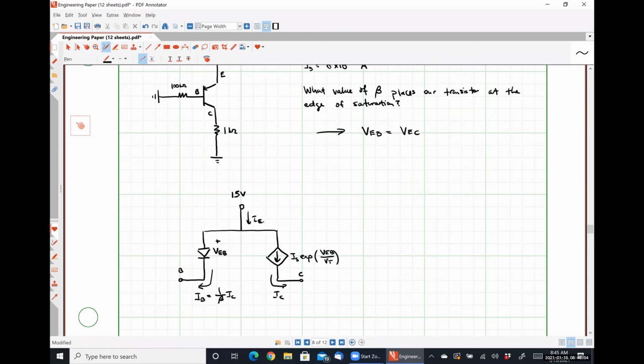All right, so between the collector and ground, I have this 1 kilo ohm resistor. And between the base and ground, I have this 100 kilo ohm resistor.